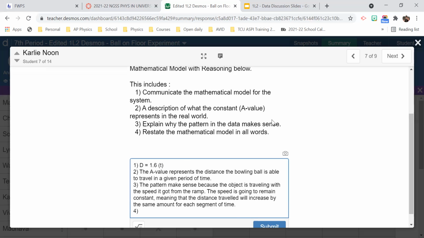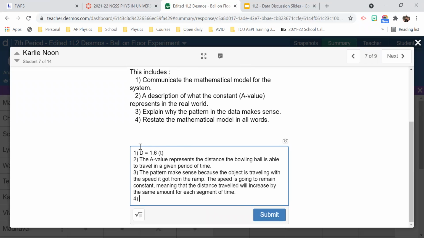So restate the mathematical model in all words. So we're going to take this. Please don't just write distance equals 1.6 times time. We want to express this. So the distance the bowling ball travels is equal to 1.6 meters each second.